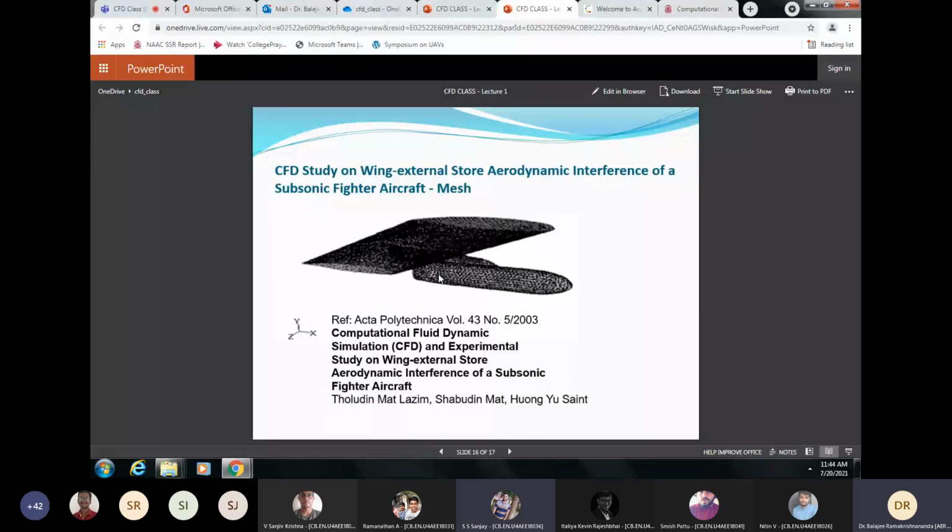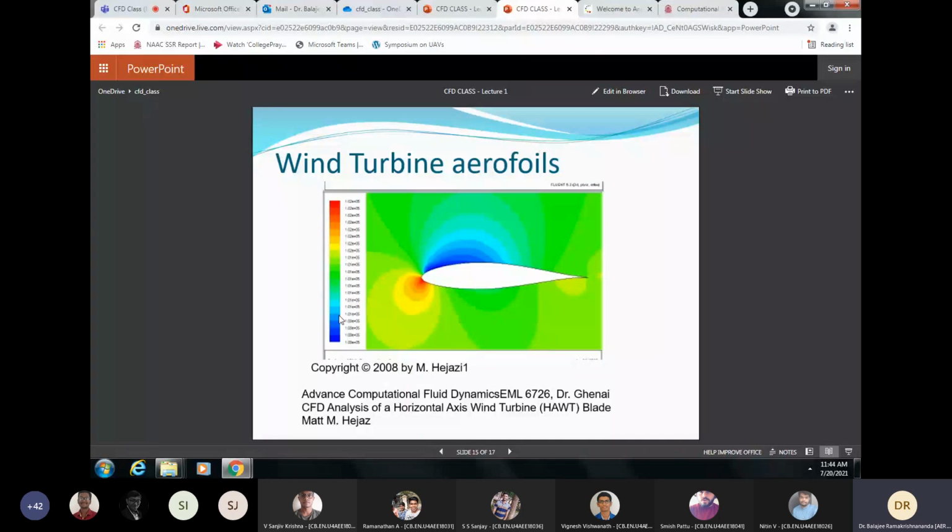Sir, he is asking, do the colors have any meaning? Yes, of course. Look at the legend on the left. Blue is low value, red is high value. Okay. Here are pressure contours. Then blue is low pressure area, red is high pressure area. Same way here also.